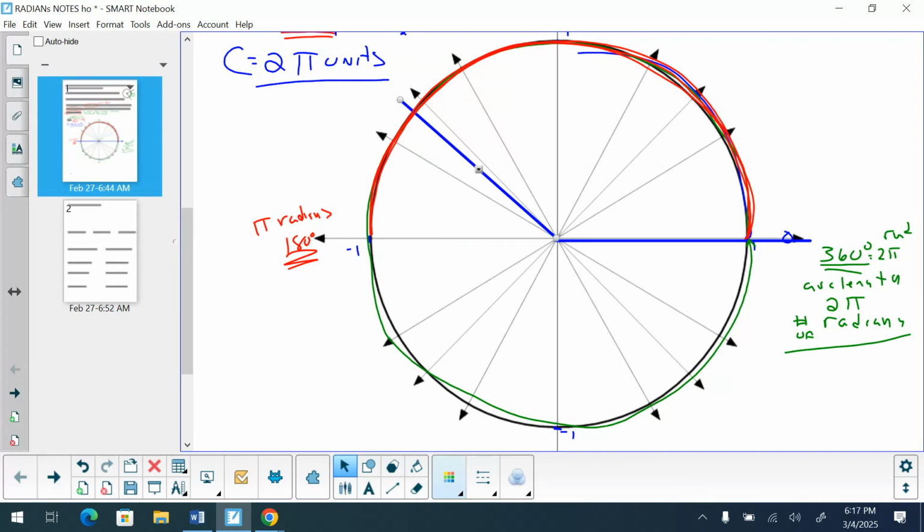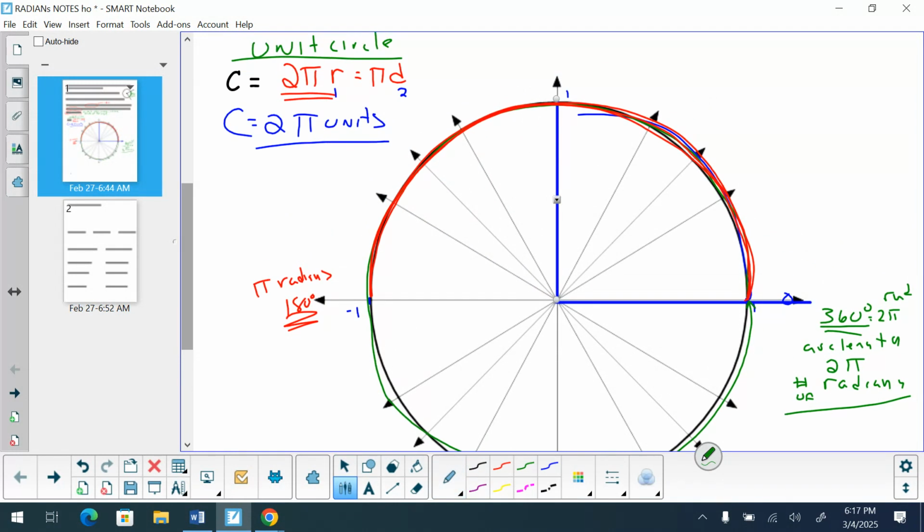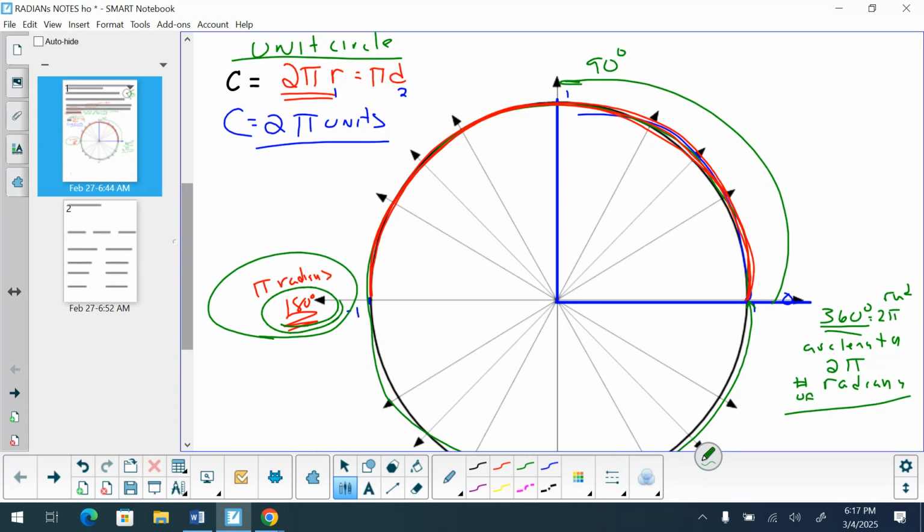Well, what if we only went 90 degrees? So we just rotate from here up to here. Well, this would be 90 degrees. What would be the number of radians we would have with 90 degrees? Well, if 180 degrees was pi radians, 90 degrees is half of 180 degrees, so this would be half of pi. So we could say 1/2 pi radians, or what this is typically written as is pi over 2 radians.